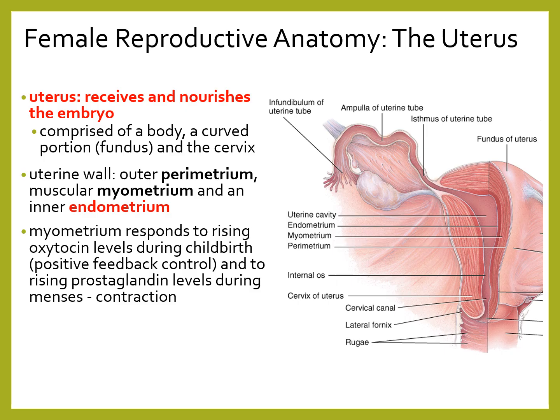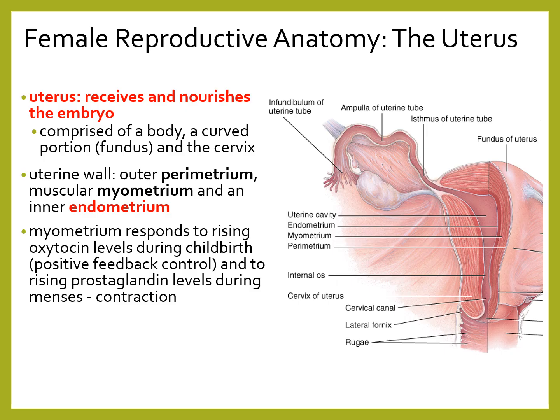In anatomy, you learned it was comprised of a body. On top of the body was a curved portion known as the fundus, and below the body was an inferior portion known as the cervix, and the cervix projects down into the vaginal canal. In anatomy, you also probably learned that the uterine wall was 3 layers: an outer perimetrium, a nice thick middle layer of smooth muscle called the myometrium, and then an inner layer of epithelial tissue called the endometrium.